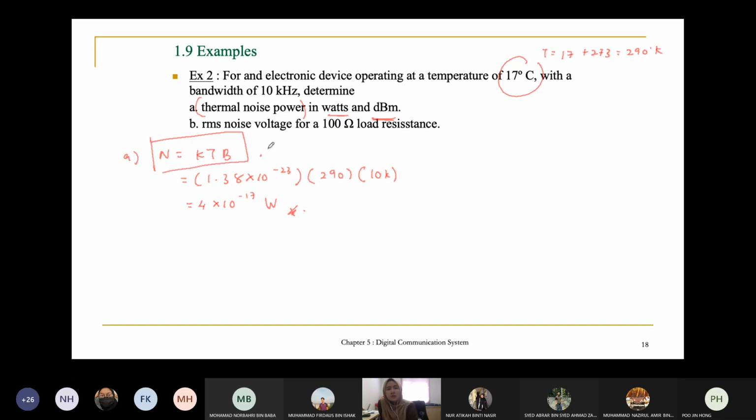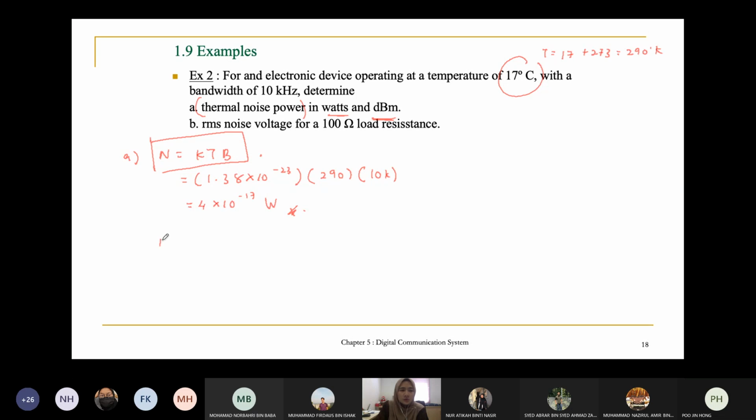Okay. This is the thermal noise power in watts. The question also asks you to calculate in dBm. So how to convert to dBm? This you already learned in the previous class.